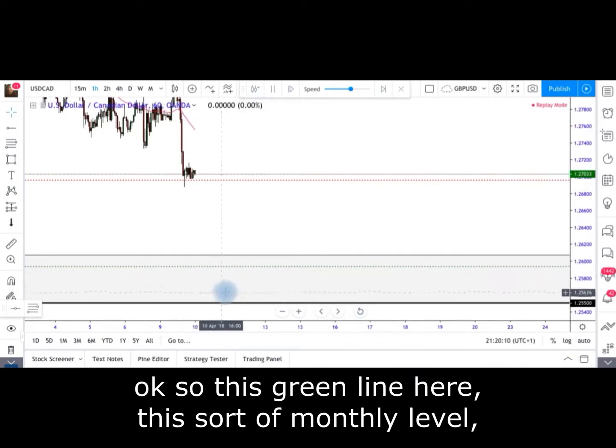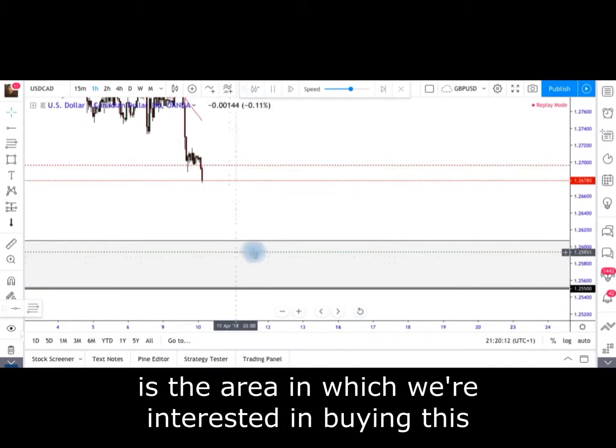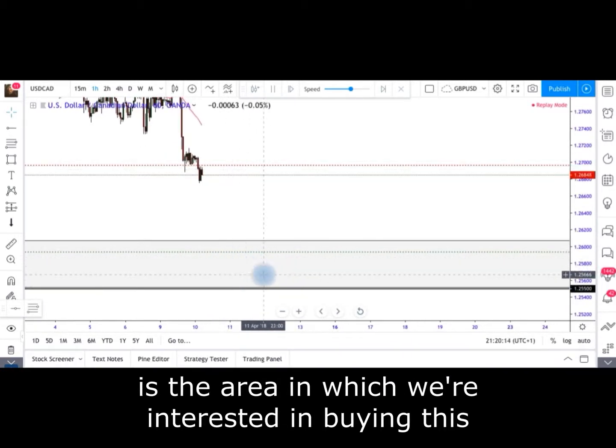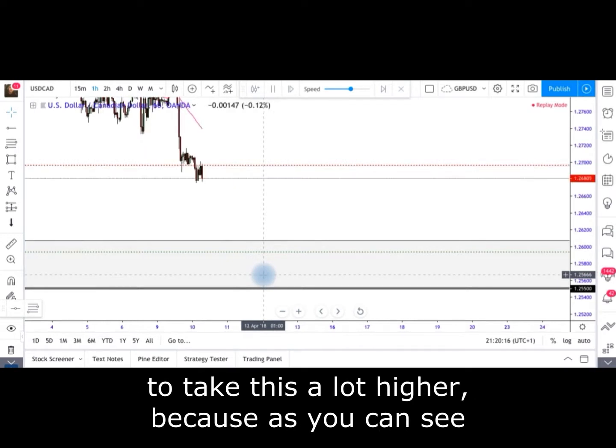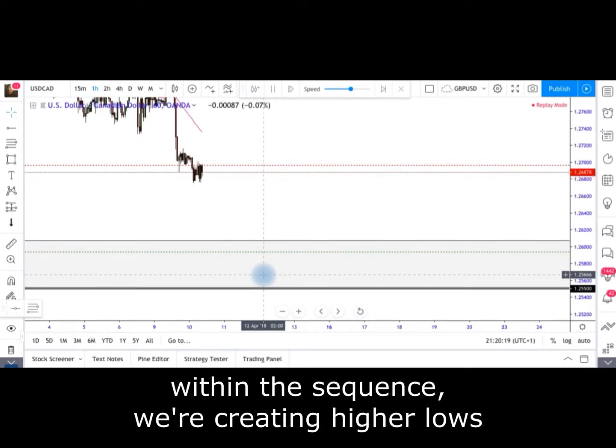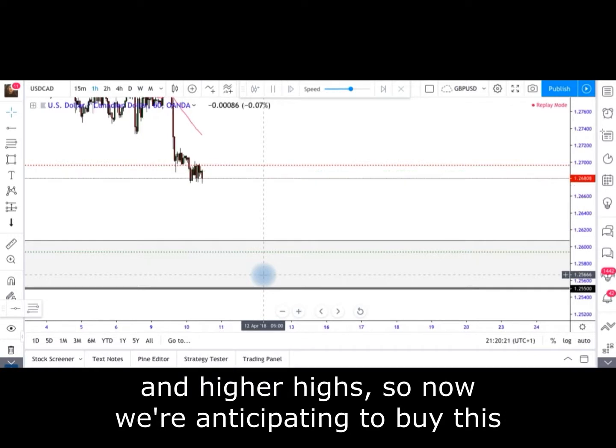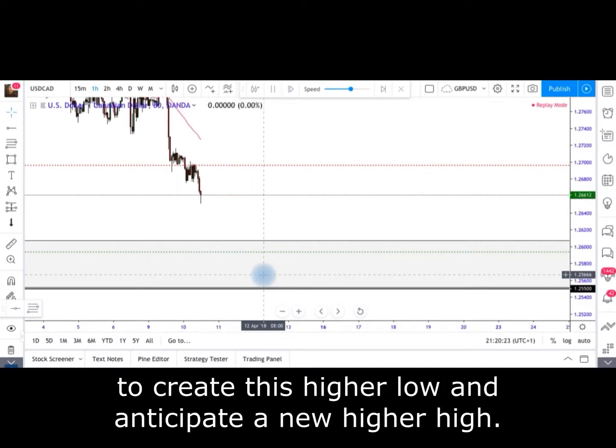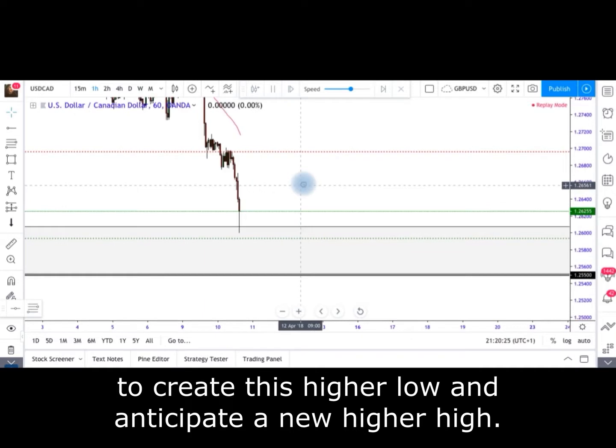Okay, so this green line here, this monthly level, is the area in which we're interested in buying to take this a lot higher. Because as you can see within the sequence, we're creating higher lows and higher highs. So now we're anticipating buying to create this higher low and then anticipate a new higher high.